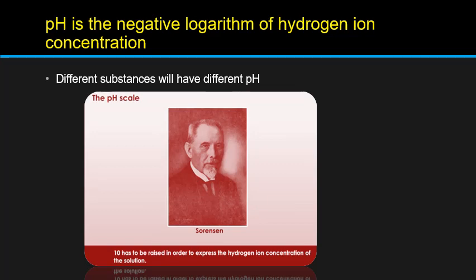If you take 10 power minus 1, the negative logarithm of the hydrogen ion concentration, that means minus logarithm of 10 power minus 1, the pH is 1. So if it is 10 power minus 1, the pH is 1. 10 power minus 2, pH is 2. 10 power minus 7, pH is 7. Like that, the power of 10 has to be raised in order to express the hydrogen ion concentration of the solution. Understand? This method was introduced by Mr. Sorensen.